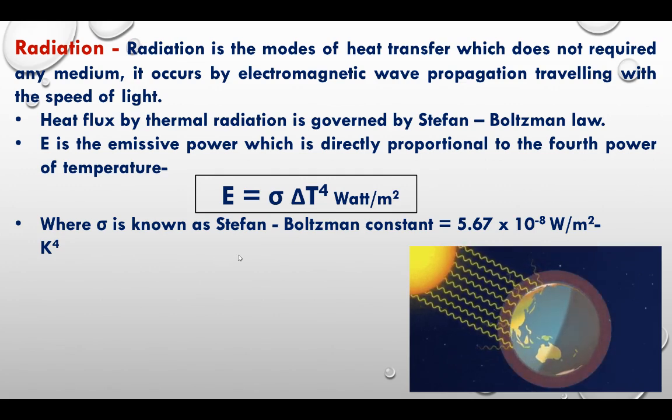Due to that, there is one famous formula: E equals sigma T to the power 4, which is in watt per meter square. In that, what is sigma? Sigma is basically the Stefan-Boltzmann constant. They calculated this value with the help of sun rays, and the value comes to 5.67 into 10 power minus 8 watt per meter square Kelvin to the power 4. This is very mandatory. You must always care about temperature to the power 4. Always the fourth power is required for radiation.